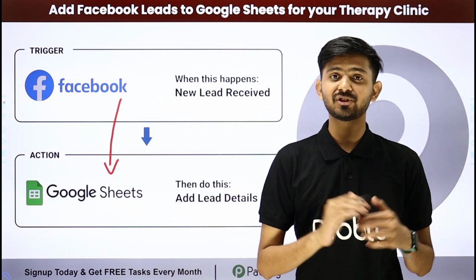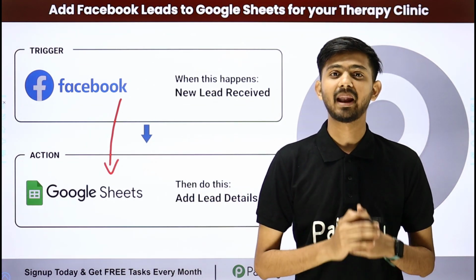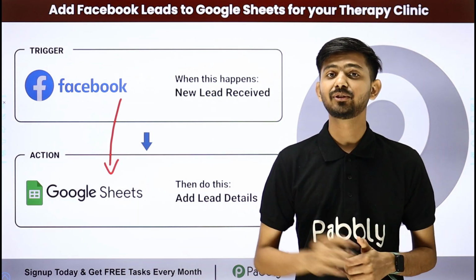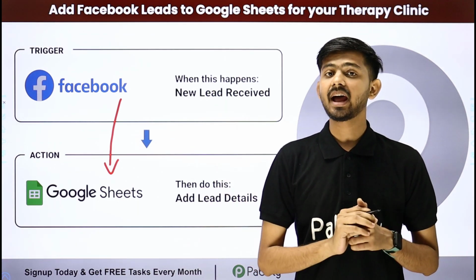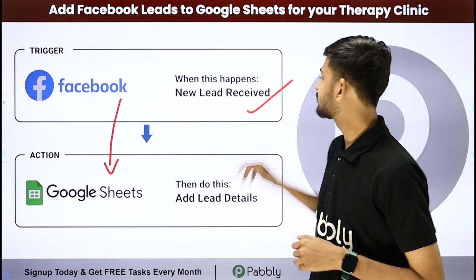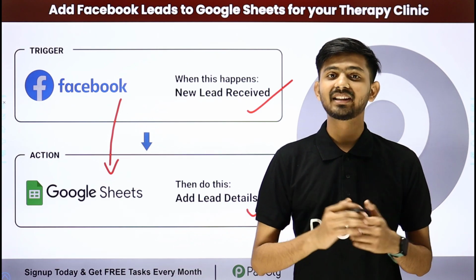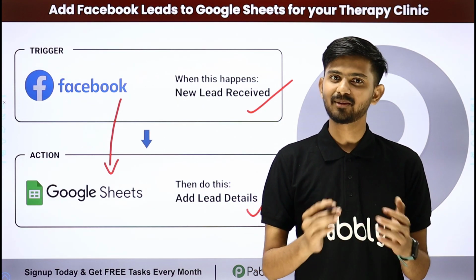For creating this connection, I'm going to use Pabbly Connect, which is an amazing software for automation and integration. In Pabbly Connect, I have to use trigger and action. In trigger application, I'm going to use Facebook lead ads. In action application, I'm going to use Google Sheets. So how am I going to build this connection? For that, let me take you to my computer screen.